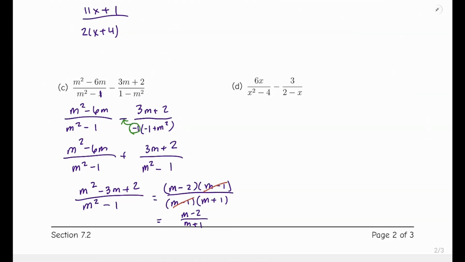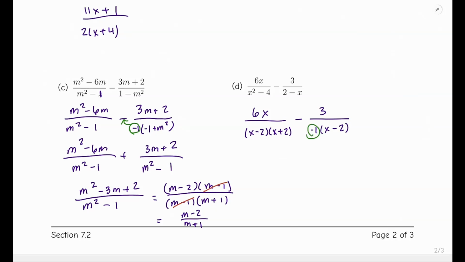Part D, 6x over x squared minus 4 minus 3 over 2 minus x. Now these aren't backwards of each other, I just really don't like it when it's a number minus a variable. So I am going to factor a negative 1 out of the second denominator, and I'm going to factor the first denominator. So we get 6x over x minus 2, x plus 2, minus 3 over negative 1, x minus 2. Again, I flipped it just to save myself a little writing.